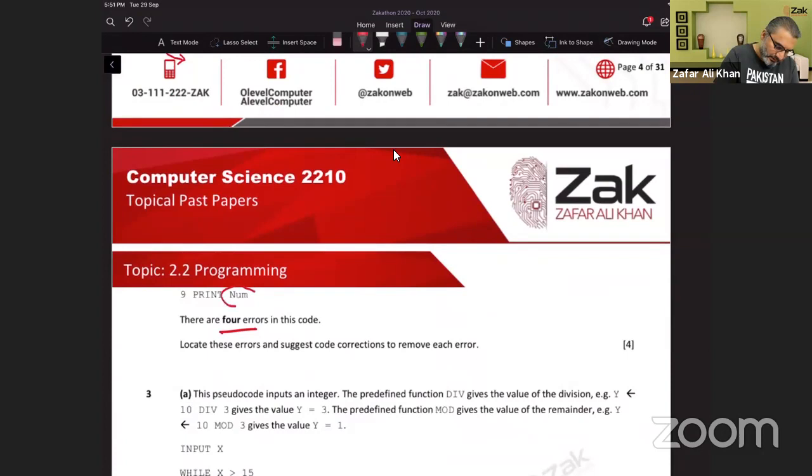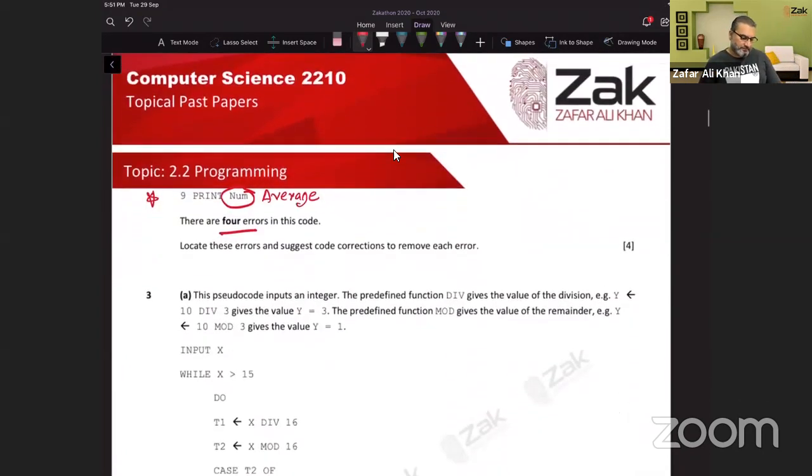This is in another line. So this is not print number. This is print average. This is the 4th error. We have to print average.